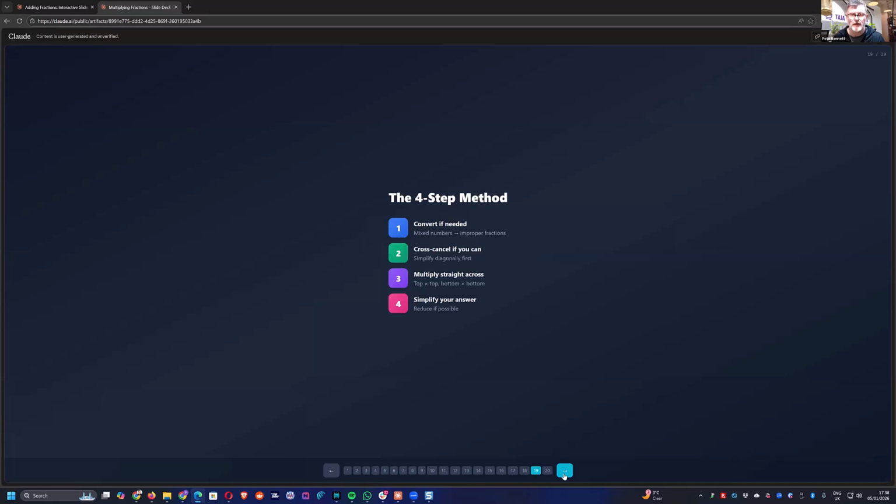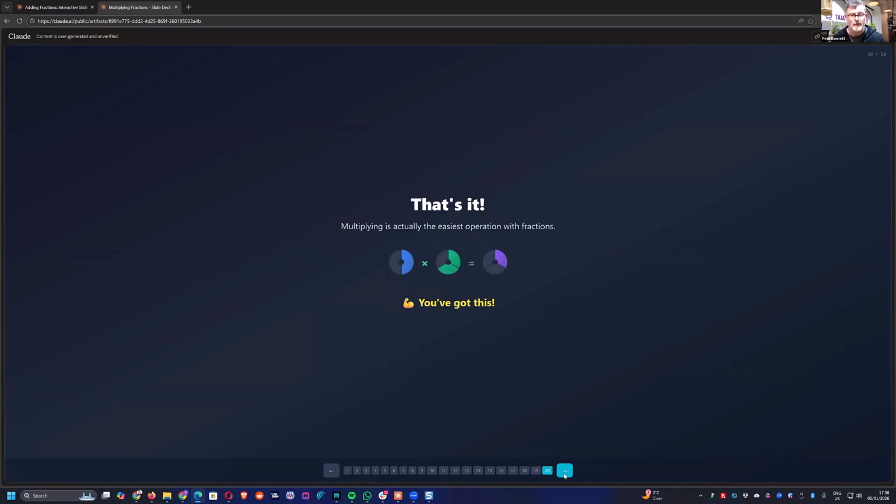Here's a summary of the method. Convert if needed, mixed numbers into improper fractions, cross-cancel if you can, simplify diagonally, multiply straight across, top times top, bottom times bottom, and then simplify your answer. Honestly, this is so much easier than adding them, isn't it? That's it. You got it.